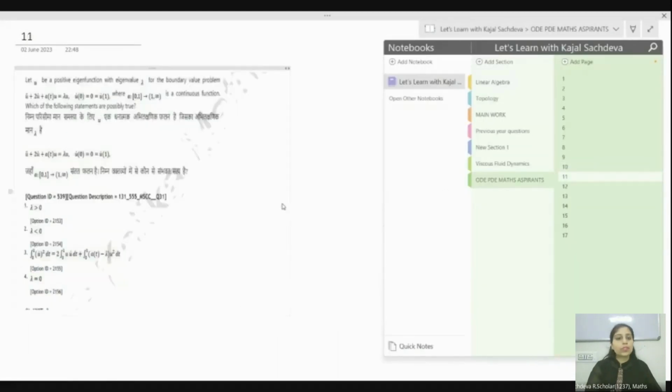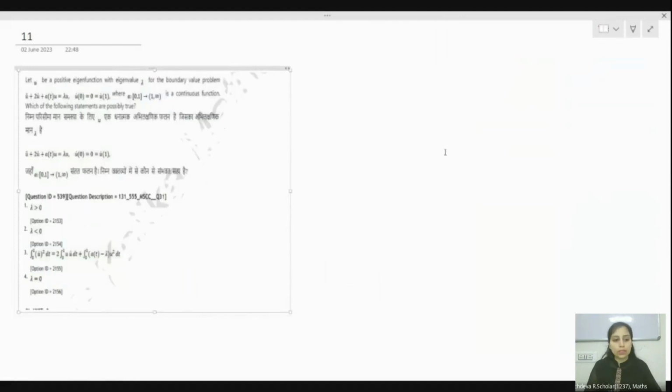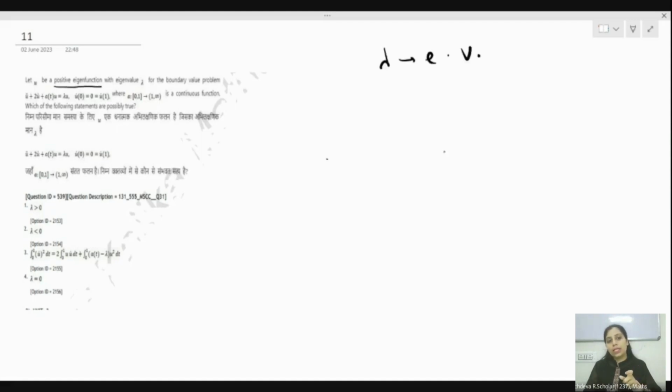Let's move to the next question, a different type of question. In this question, we have the concept of eigenfunction, eigenvalue, boundary value problem. So a totally different type of problem from the previous problem. Here we have, let u be a positive eigenfunction. Firstly, I will clear, if lambda is an eigenvalue, then u will be an eigenfunction when lambda is non-zero.